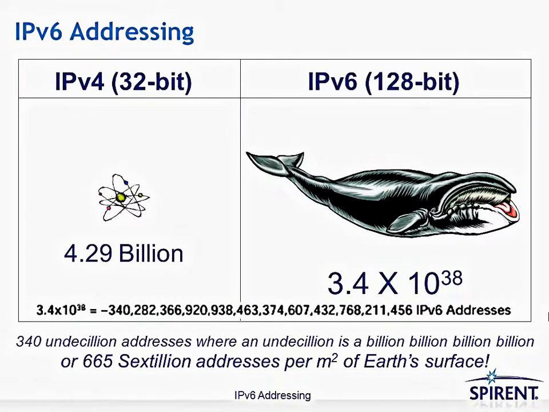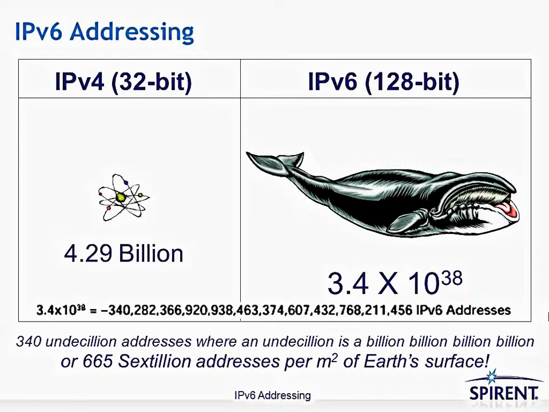As you can see from this slide, comparing the IPv4 address space, which uses 32 binary bits, to the IPv6 address space, which uses 128 binary bits, there is a big difference in the number of available addresses. 4.29 billion with IPv4, 3.4 times 10 to the 38th, which is a large number of addresses. In fact, 340 undecillion addresses.